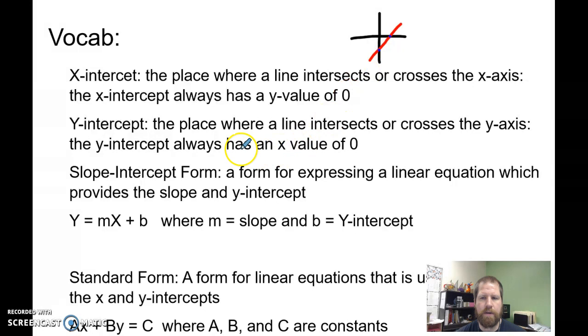So again, the y-intercept always has an x value of 0. If I have those 2 points, which are pretty easy to find, pretty easy to graph, all I need are 2 points to graph my linear equation. Right? 2 points, put a ruler over them or draw a straight line between them, and that's going to be your graph. And as always, it goes on forever.